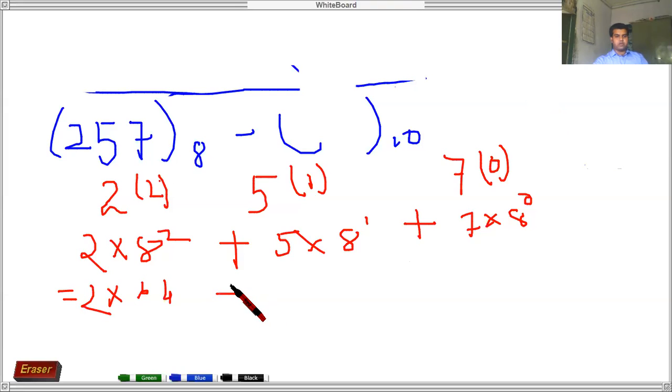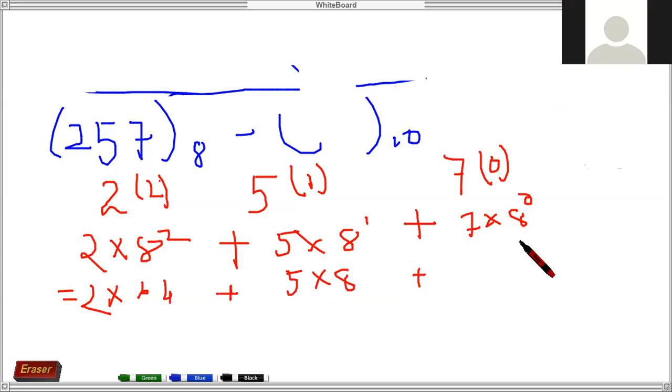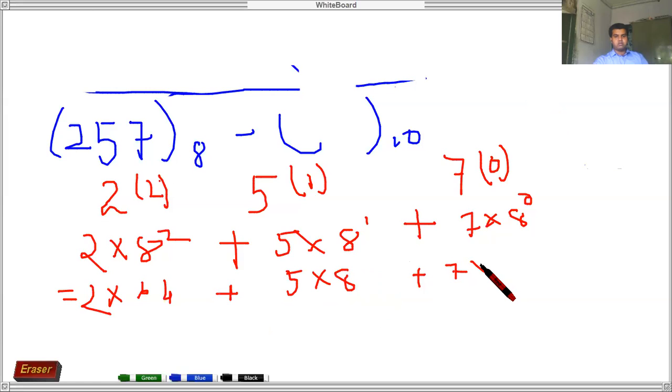So 2 into 64 plus 5 into how much? 8 to the power 1. 8 to the power 1 is how much? 8. And then 7 into 1. 7 into 1. 7. Again, 8 to the power 0 is 8.